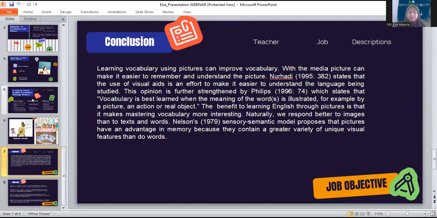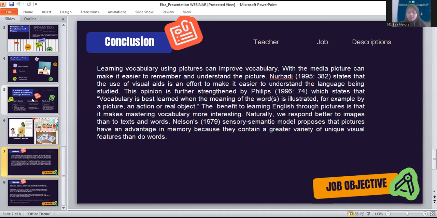For the conclusion, learning vocabulary using pictures can improve learning. The media of pictures can make it easier, so the use of visual aids is an effort to make the language being studied easier to understand. This opinion is further strengthened by a study in 1996, which stated that vocabulary is best learned when the meaning of the words is illustrated, for example, by a teacher using a real object. The benefit of learning English this way is that it makes mastering vocabulary more interesting. Naturally, we respond better to images than to text and words.